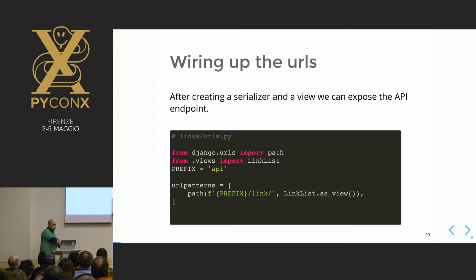After creating the serializer, the model, and the view, you can wire up the view with an endpoint. This is a silly example. Anyway, you have these URLs, and you can specify what your API endpoint will be. So in this case, when I hit API link, I will get a response from the server.